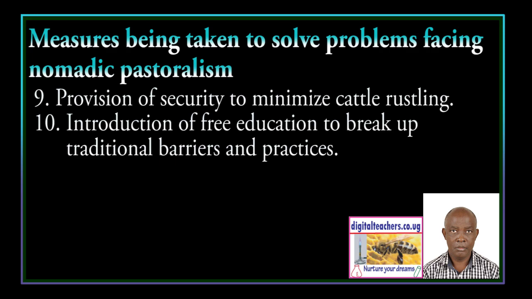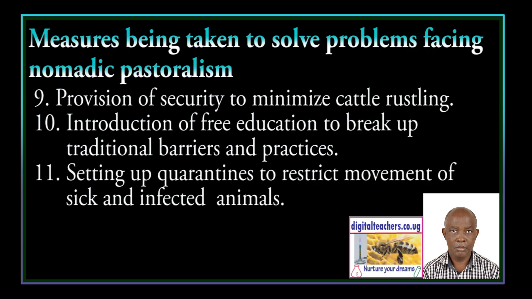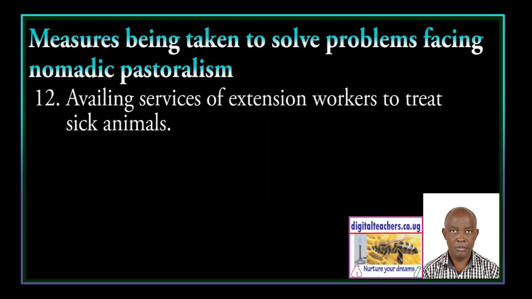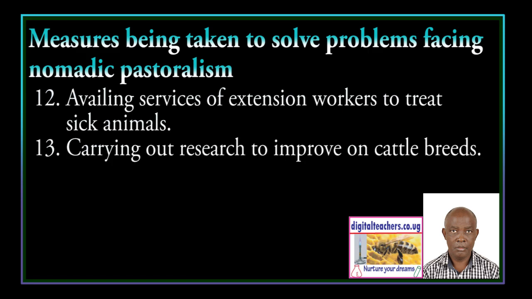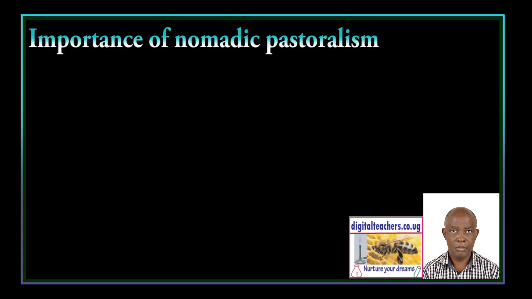Introduction of free education to break up traditional barriers and practices. Setting up quarantines to restrict movement of sick and infected animals. Availing services of extension workers to treat sick animals. Carrying out research to improve on cattle breeds.